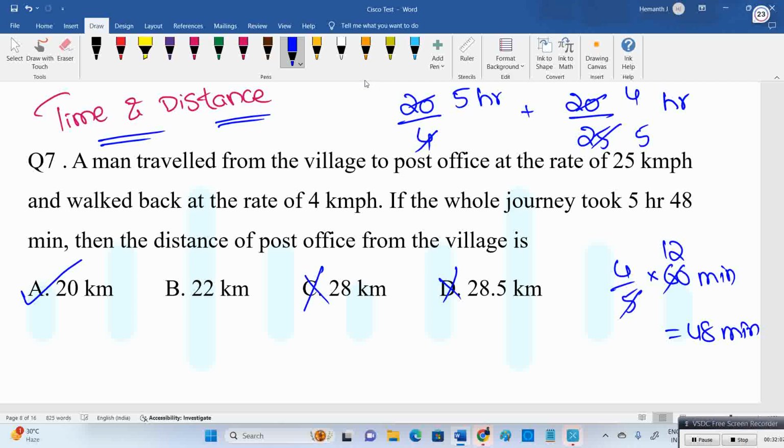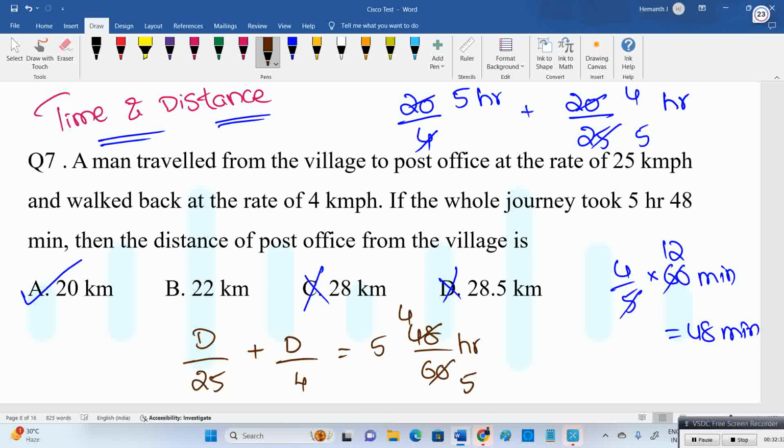So from village to office 48, return 5 hours. 5 hours 48 minutes is correct with option A. This is option verification. Or else you can go with T1 plus T2. Distance I don't know, D divided by 25 plus D divided by 4 is 5 hours 48 minutes, which should be divided by 60 to convert into hours.